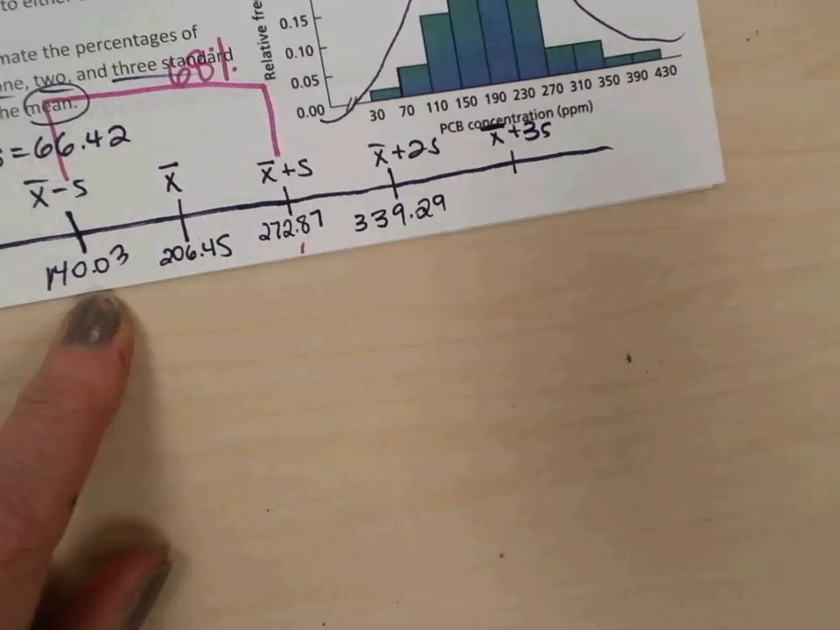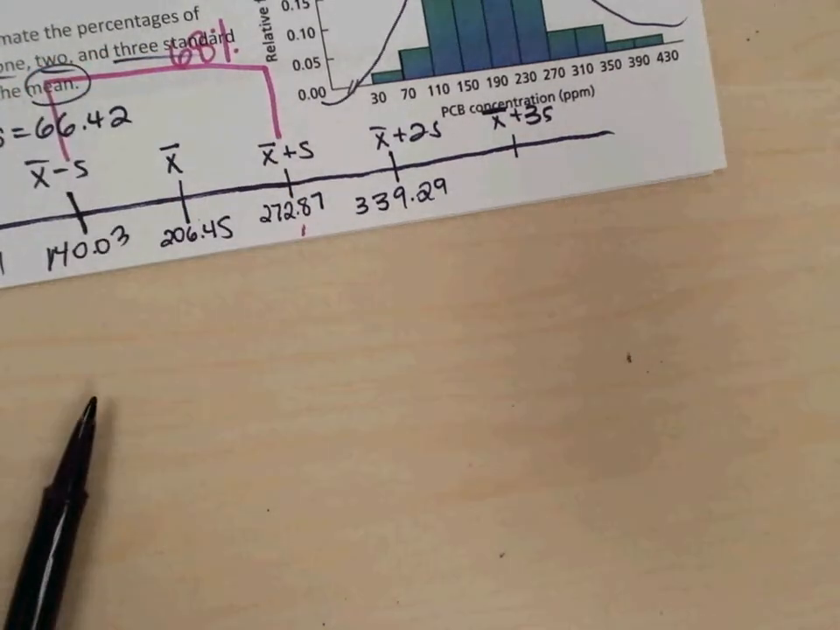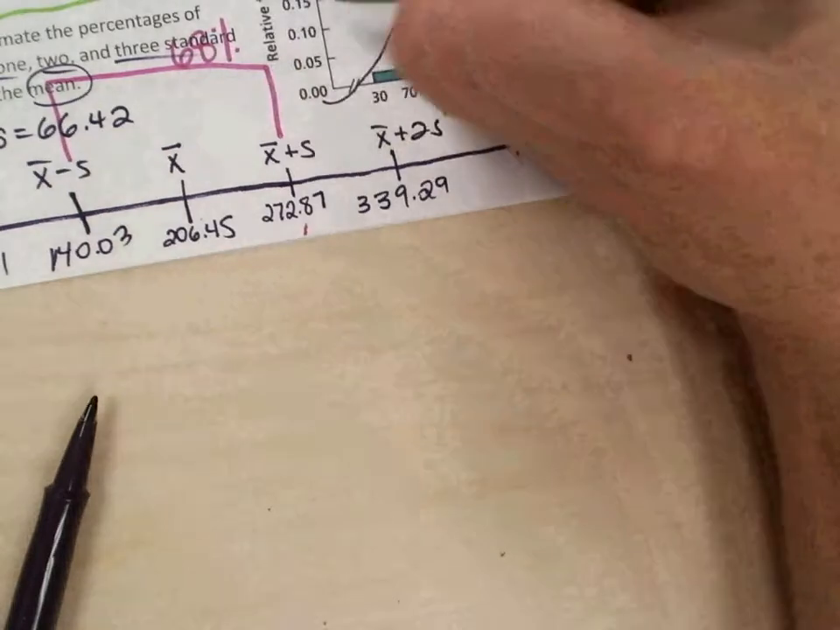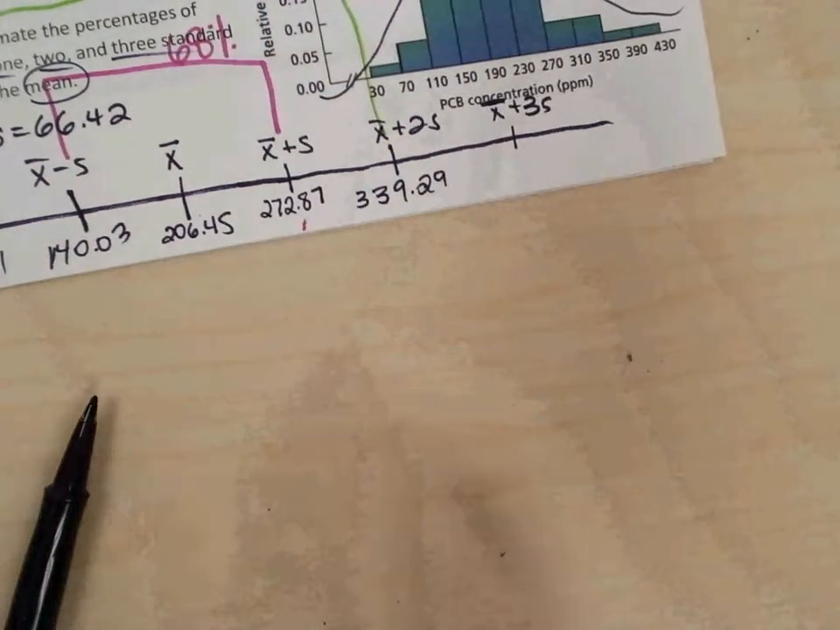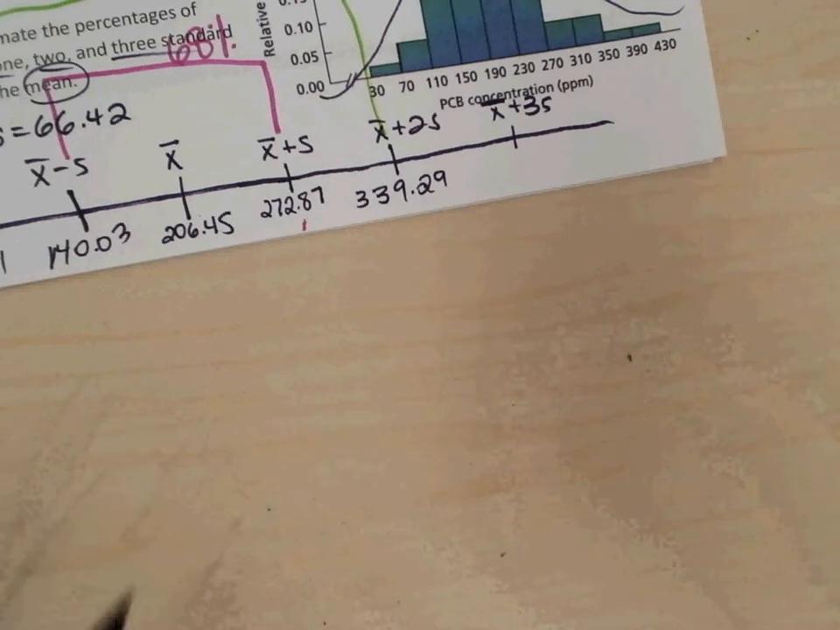Thank you, 73.61. And so within that range, 73.61, clearly I needed more room here, I would expect to find what percent of the data? 95%.